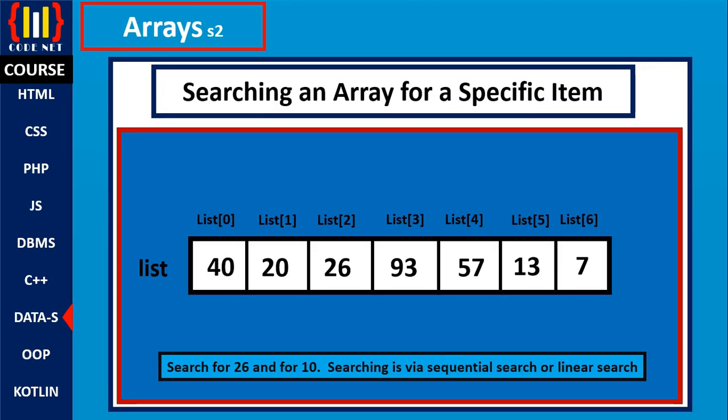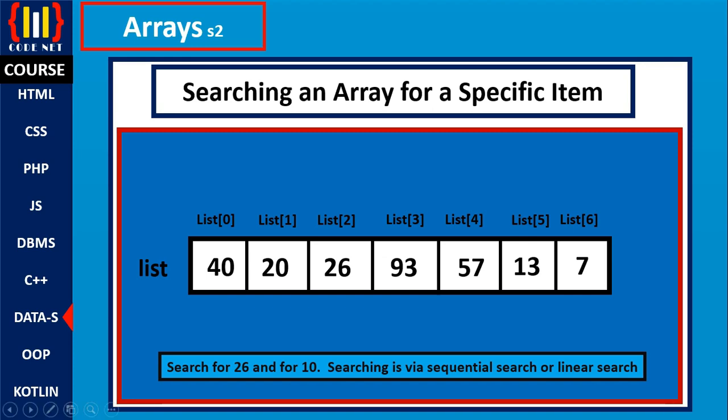So now we want to understand how we can search for a value or a specific item inside the array. Don't forget, when it comes to arrays, at least we need to be searching for a value, deleting a value, and inserting a value. Now, how do we search for a specific item inside the array?